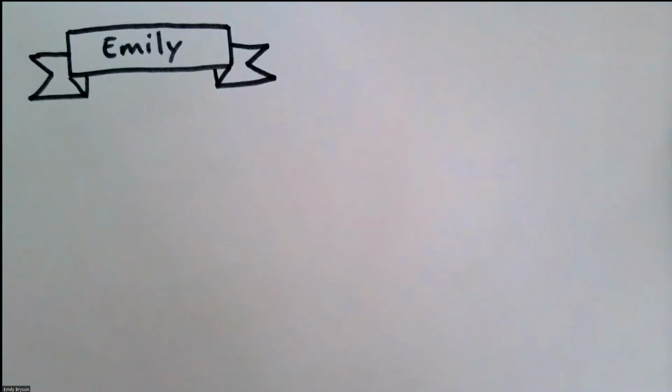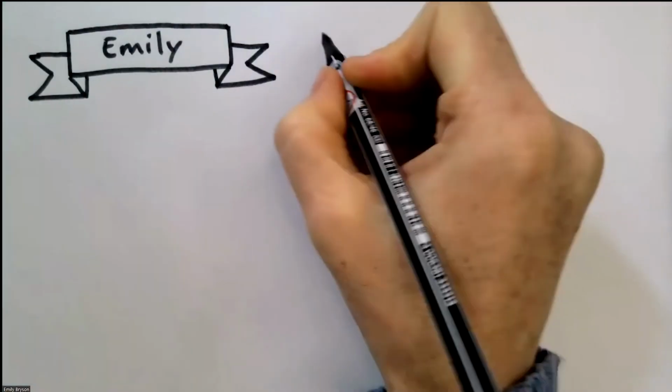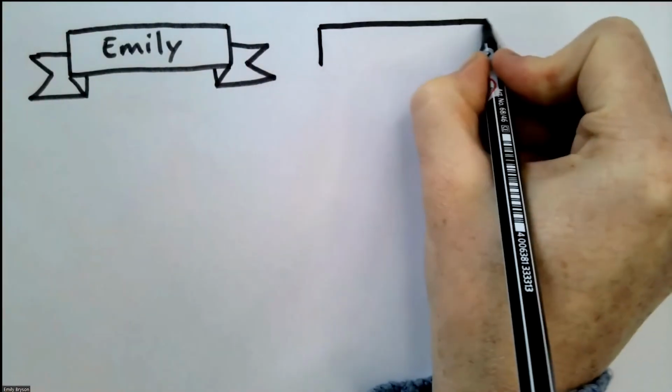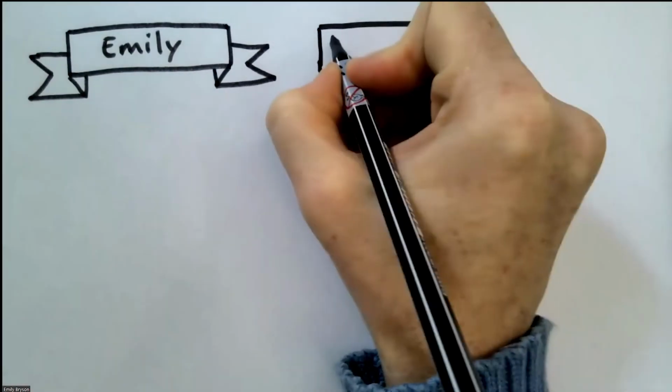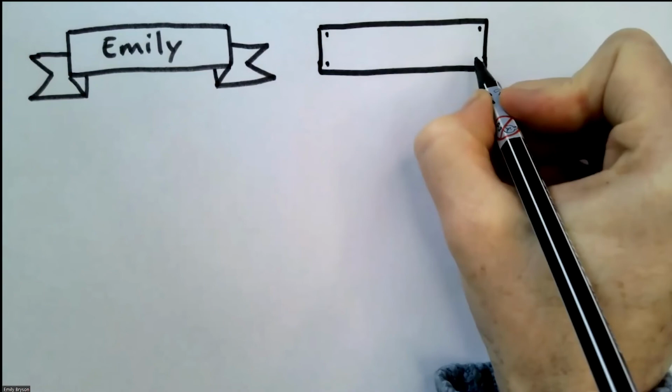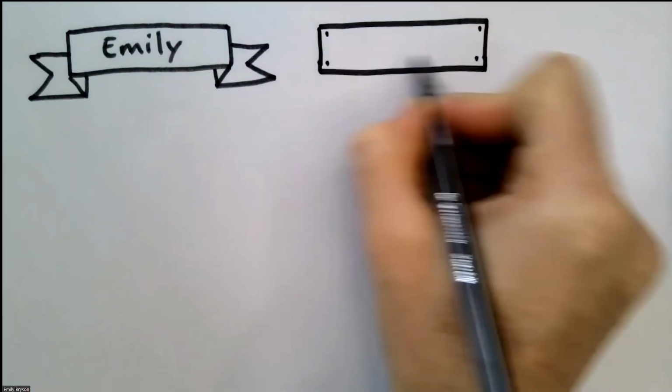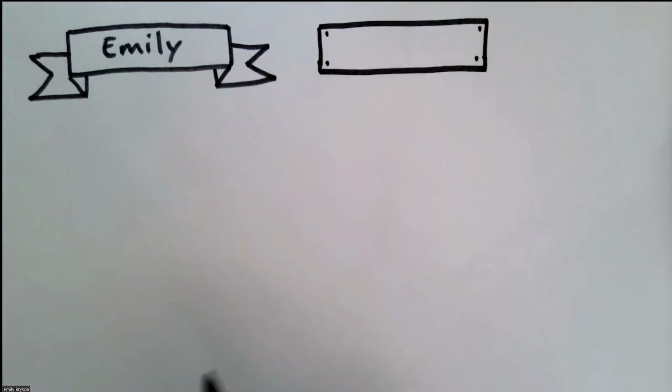I'm going to use a better pen. Okay, you could also, if you want a really simple banner, more like a plaque really, you could have the rectangle and then just put some little dots in the corner and then add your name again.